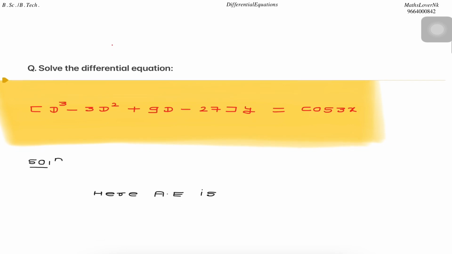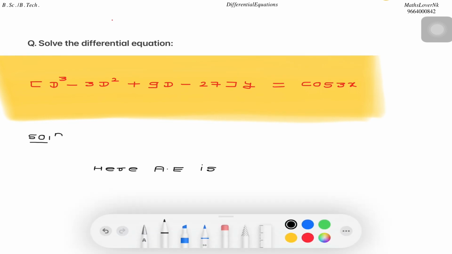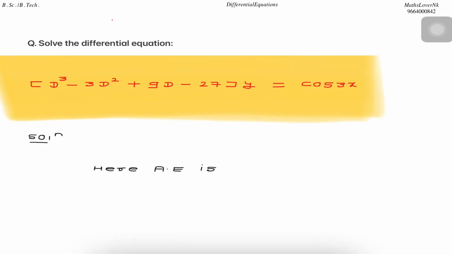A stands for the auxiliary equation. For finding the auxiliary equation, put capital D equal to m. Then we get m cube minus 3m square plus 9m minus 27 is equal to 0.